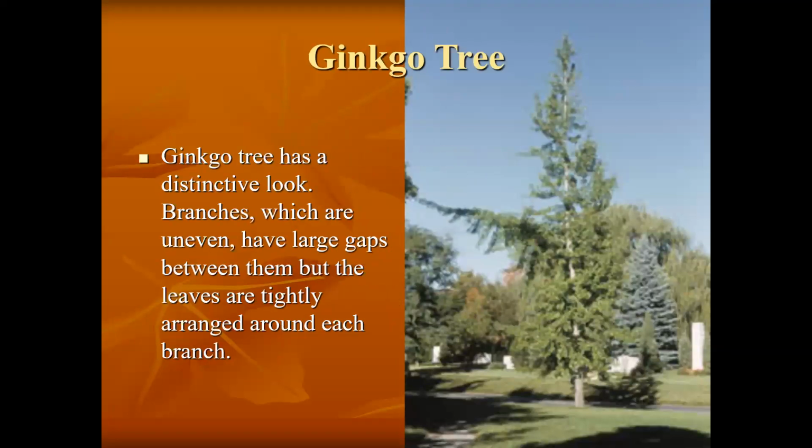The ginkgo tree has a distinctive look. The branches, which are uneven, have large gaps between them, but the leaves are tightly arranged around each branch. Sometimes it can be described as having an arm sticking out beyond the main part of the tree.